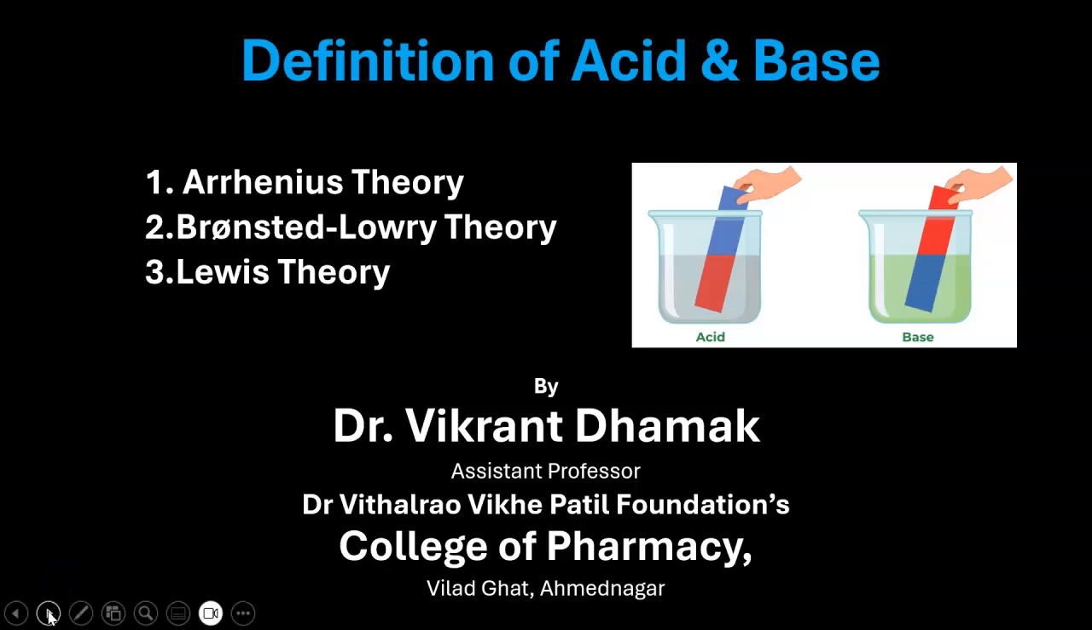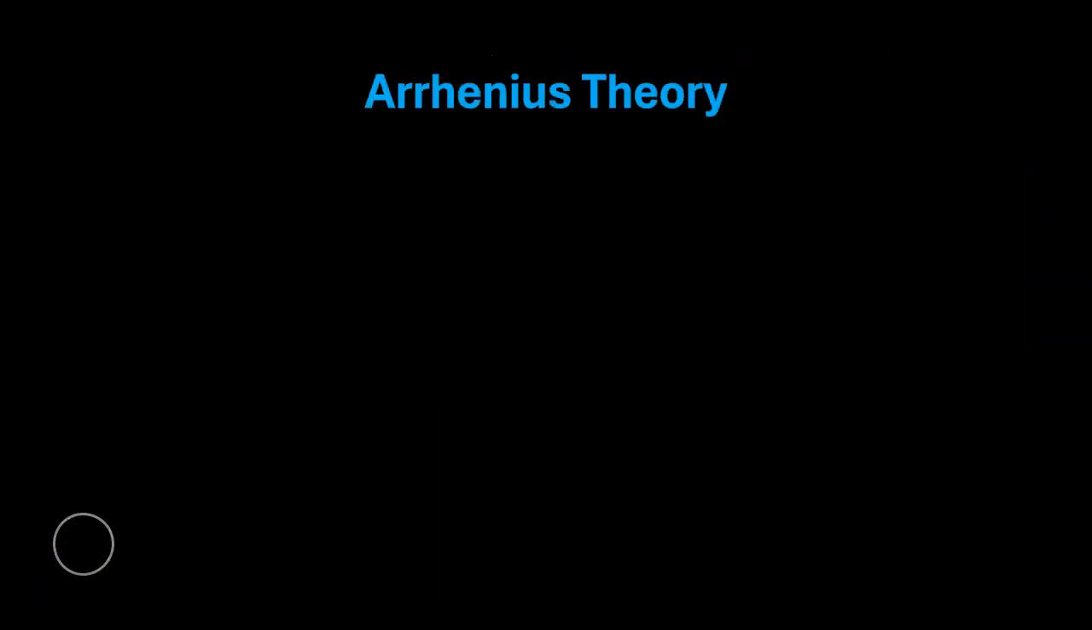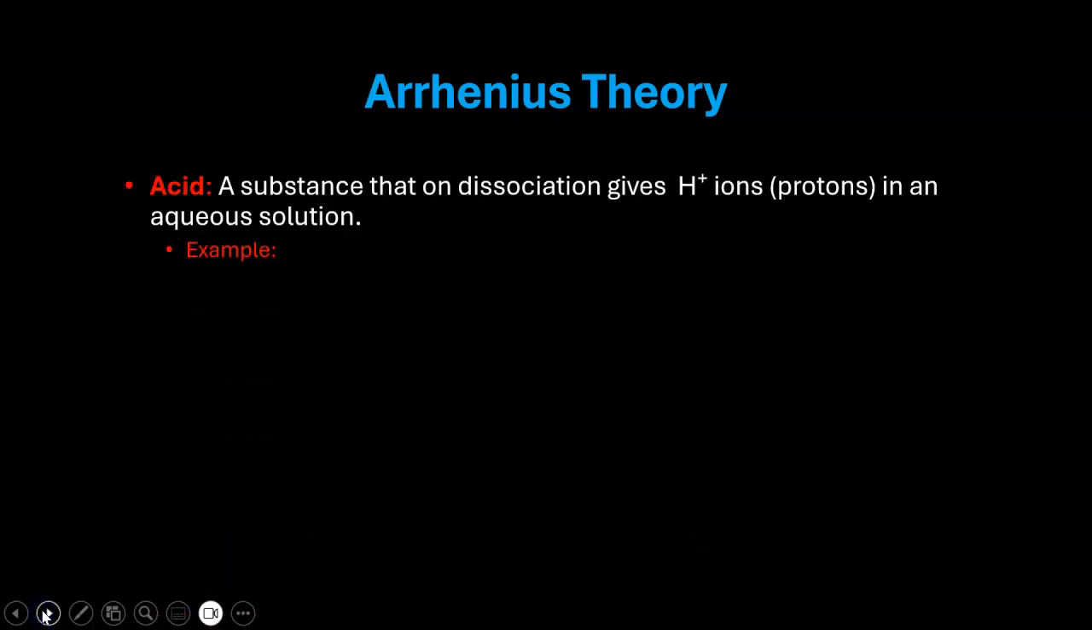So the first theory, Arrhenius theory. The Arrhenius theory is applicable only for compounds which are dissociating in aqueous solutions. For example, what is an acid? An acid is a substance that on dissociation gives H plus ions. H plus ions are also called protons, and that also in the aqueous solution.